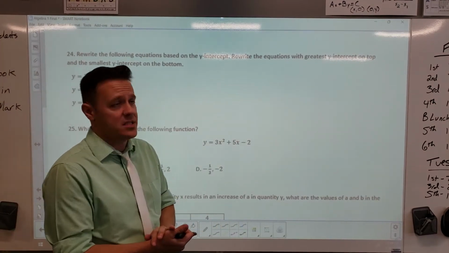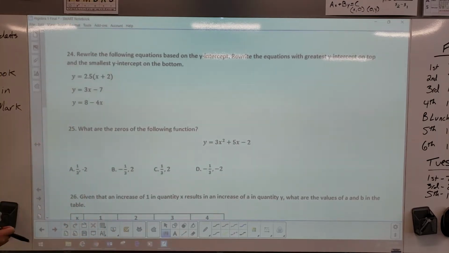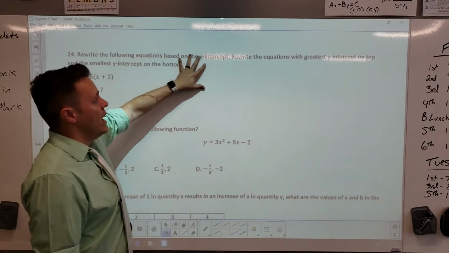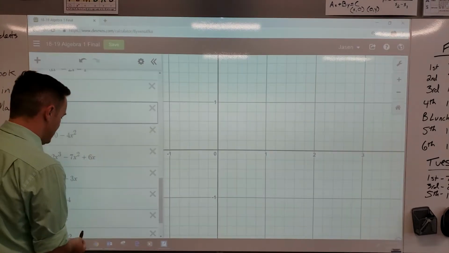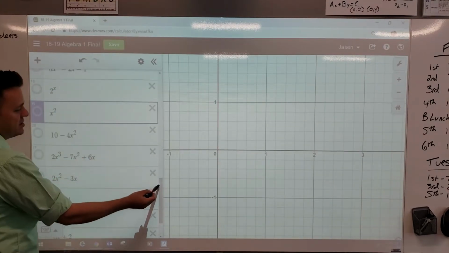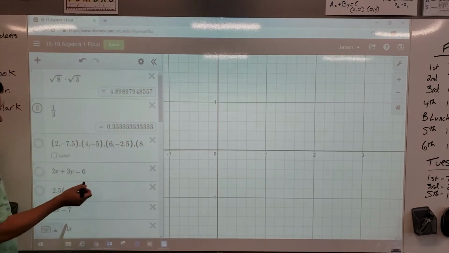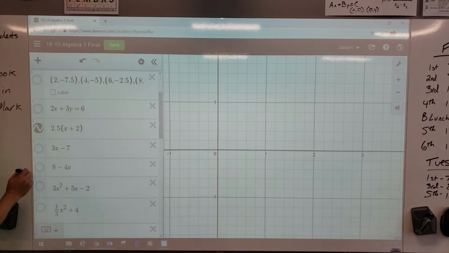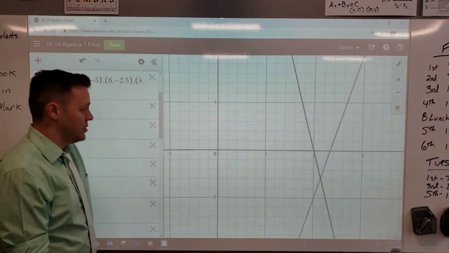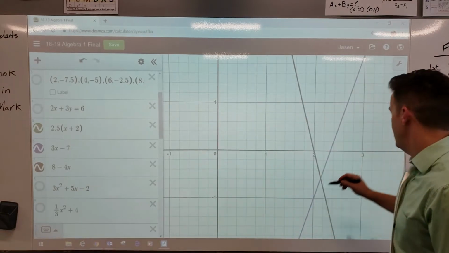First and foremost, starting with 24, rewriting these equations based on the y-intercept, and then you rewrite them with the greatest y-intercept on top. So instead of rewriting them, you just actually need to go in Desmos and actually graph them. On here are the three, starting with 2.5x plus 3, the 3x minus 7, and then lastly the 8.